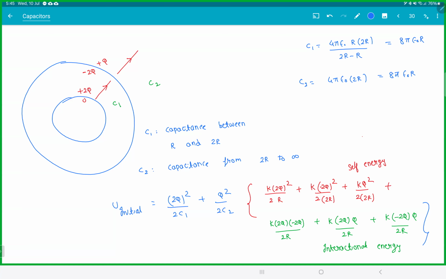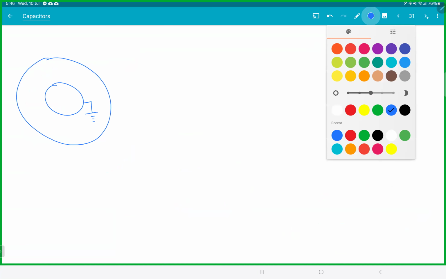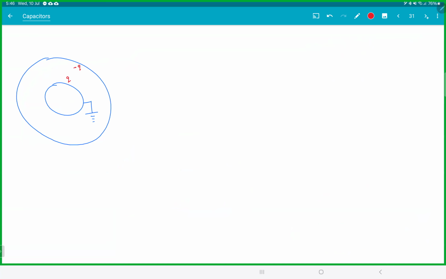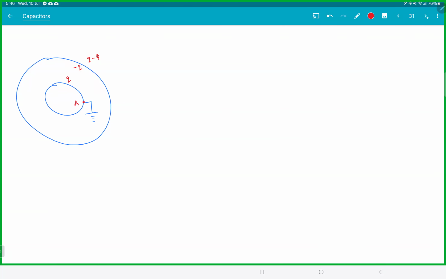Then the question is still not over. Now you're earthing it. The moment you earth this, the charge will be gone. We don't know what the charge is. This is Q. This is minus Q. This should be Q minus capital Q, because the charge on the outside shell is still conserved. Now, if you take this point here, A, the potential at A should be KQ by R minus KQ by 2R plus K(Q minus capital Q) by 2R, which should be equal to 0. This would be capital Q equal to Q by 2.